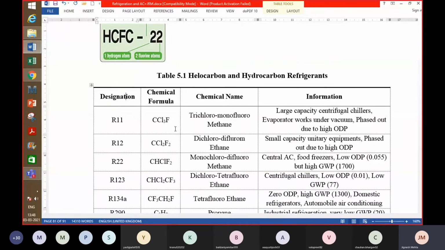R11 is trichloromonofluoromethane. It was used in large capacity centrifugal chillers. The evaporator would work in vacuum. In this case, it is phased out due to high ozone depletion potential. And R12, so there are 2 fluorine in this, and dichlorodifluoromethane, right? So that's the, sorry, yeah, methane.